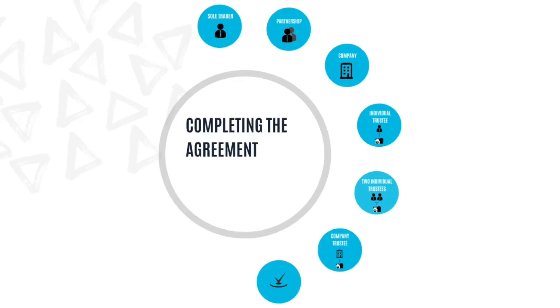You learned in Part 2 of this training how to complete each section of the agreement. In Part 3, we will focus on the specific differences that exist based on the specific type of customer. Any sections not mentioned are the same regardless of the customer type.